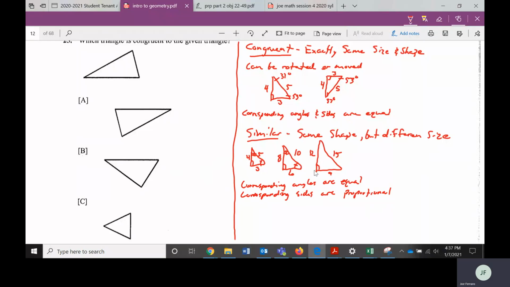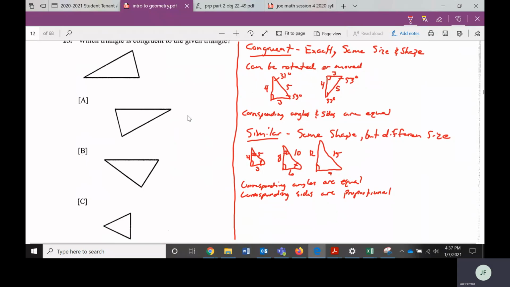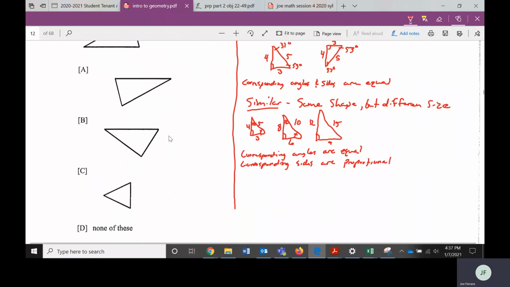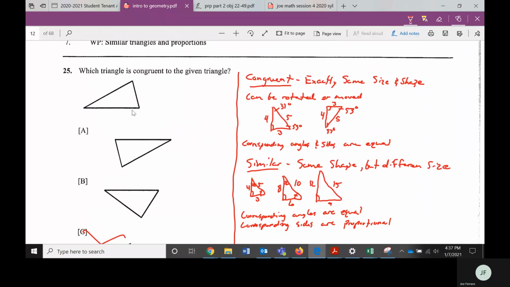Okay. So that's kind of just the starting definitions that we'll look at, and there's going to be a couple other things we'll look at as we go here. But now let's do some examples. Number 25 says, which triangle is congruent to the given triangle? When you just look quickly, the first two look somewhat close, but C looks obviously not the same. Because it's asking for congruent, that means exactly the same. So you have to kind of look and turn. Even though they're pretty close, I think A is going to be the closest one.